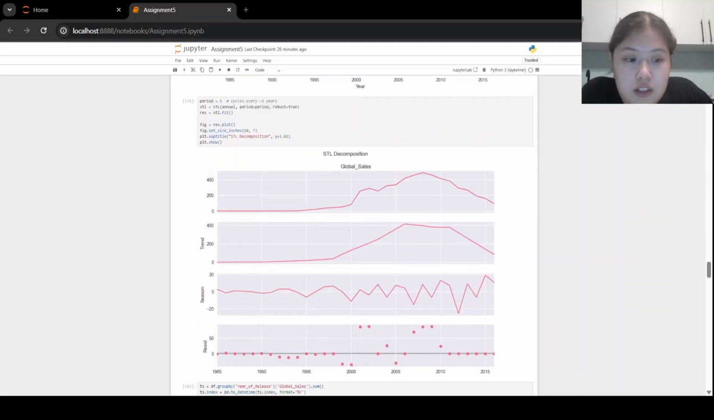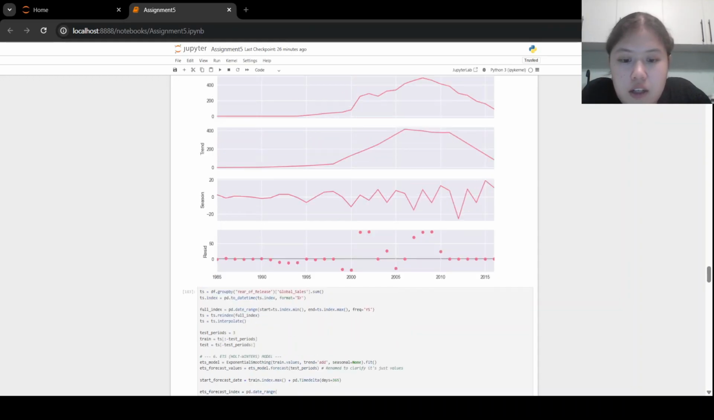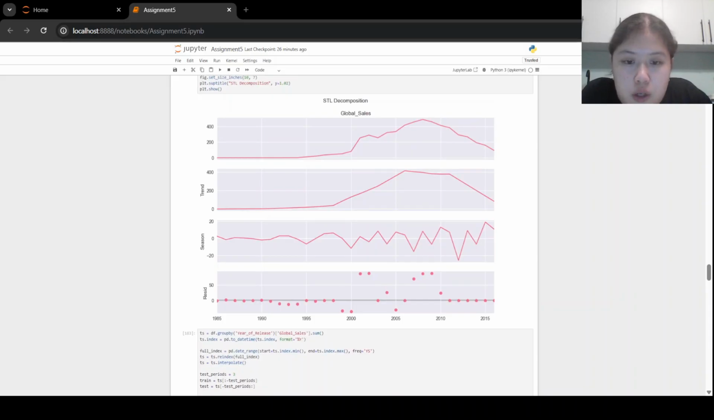And now we are here in the STL decomposition. The first thing, our main time series shows total sales over time, from 1985 to 2015, and there is a clear upward movement starting around the late 1990s and peaking around 2008 and 2009. So here, as you can see, the trend follows overall growth, but as the time went on, it started going down.